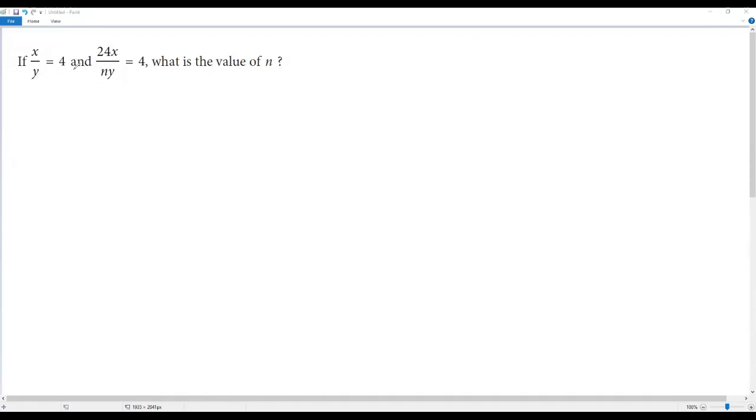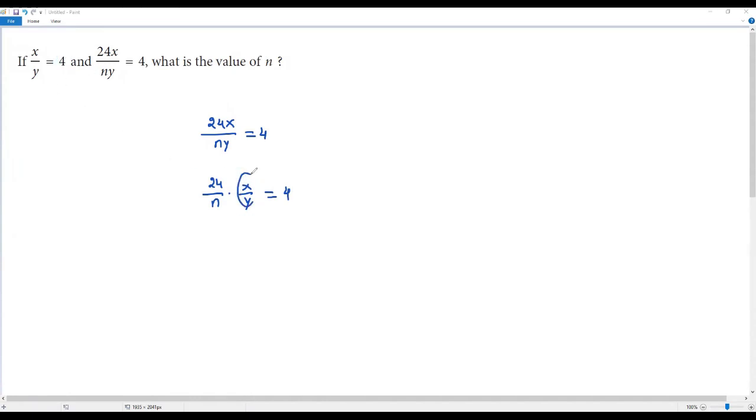If x over y equals 4 and 24x over ny equals 4, what is the value of n? Let me consider this equation, that is 24x over ny equals 4. We can write this as 24 over n times x over y equals 4. And for this x over y, we have a value, that is 4.